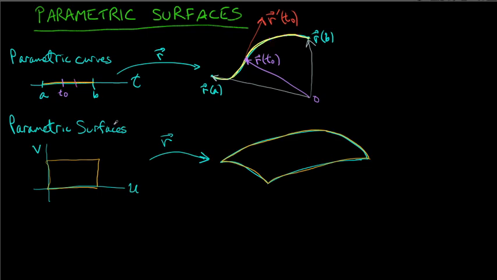Of course, the derivative of r is your tangent vector. It's your velocity vector. If we normalize it, it becomes a unit vector in the tangential direction.